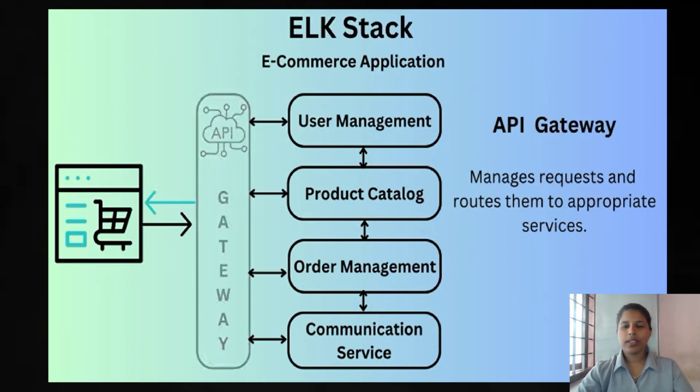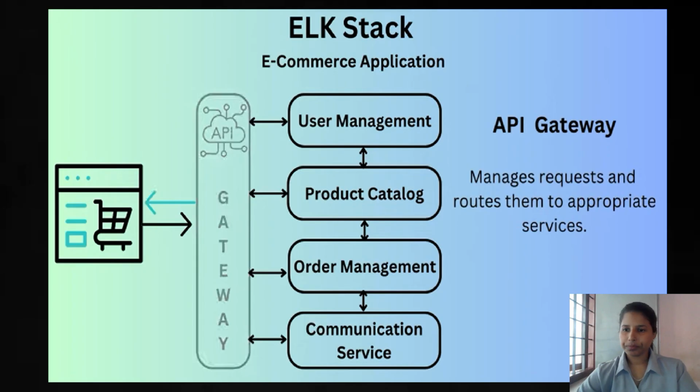Now next we can look at an example. So imagine that we have an e-commerce application that consists of the following microservices. The API gateway manages requests and routes them to the appropriate services. So that's what we have mentioned here.